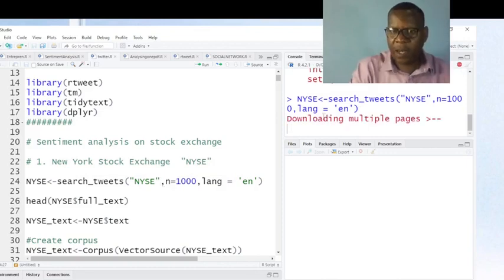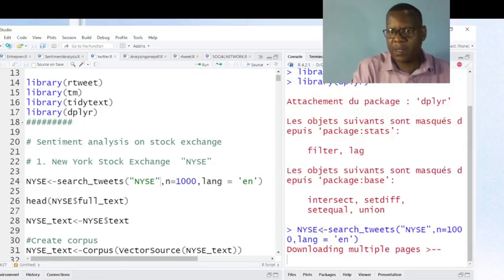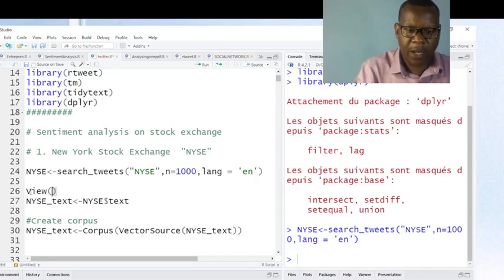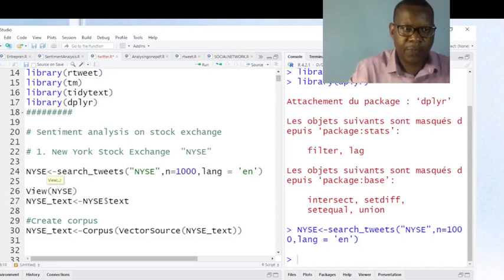As you can see here, friends, now tweets are being downloaded. As you can see, it is downloading multiple pages. Okay friends, now I finished downloading the tweets. I can just visualize the result of my New York Stock Exchange tweets.